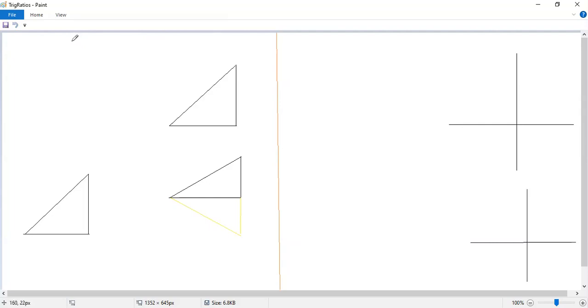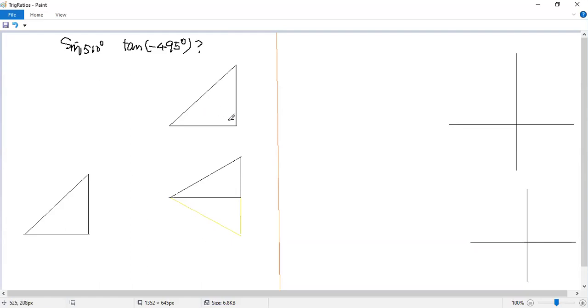How to evaluate sine 510 degrees or tan negative 495 degrees. Let's pick up some basic stuff first.